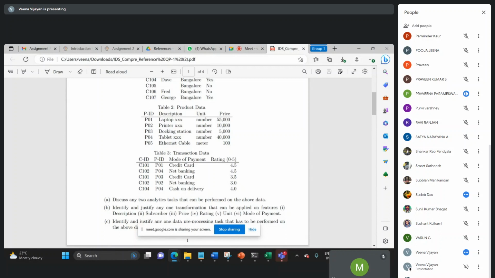Yeah, rating can be ordinal. What do we do for ordinal data? Description, what are you doing? For description we can do feature extraction. We can create one more feature for the parent of description, such as laptop is one parent, printer is one parent, tablet is one parent category. That is one way we can do it, and label encoding is another. Feature engineering, sorry, is not the right word.